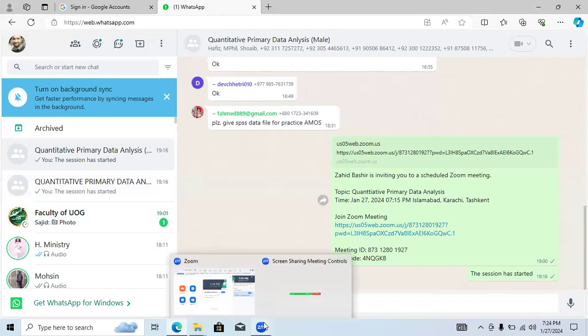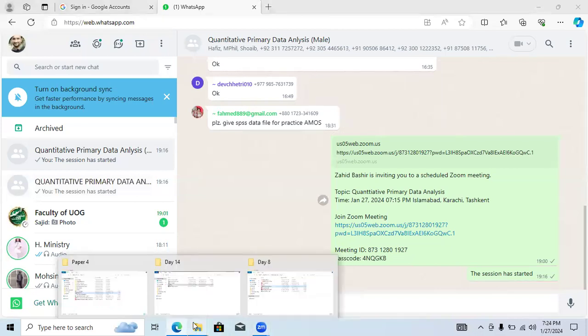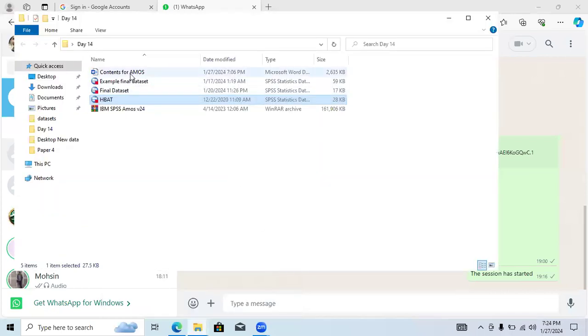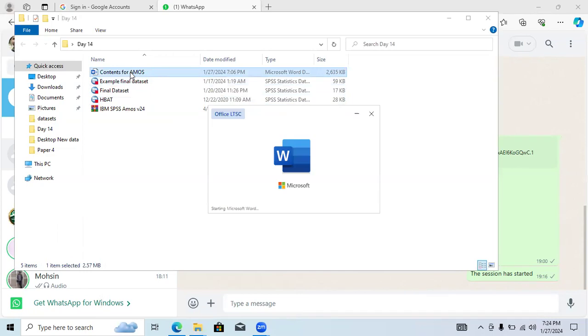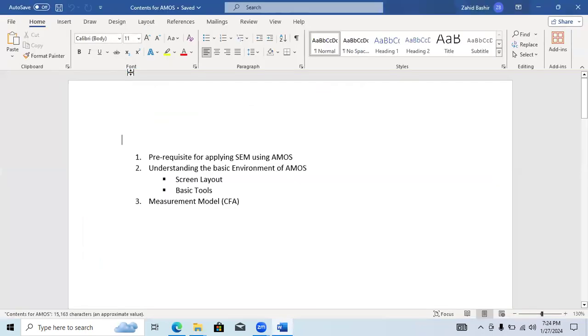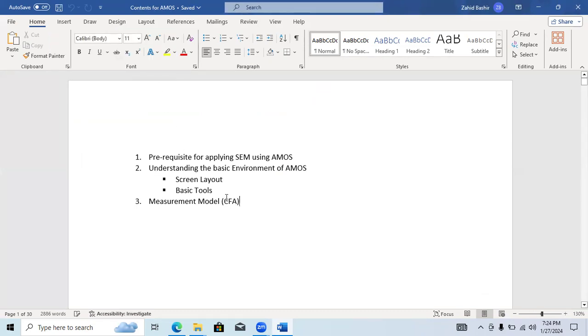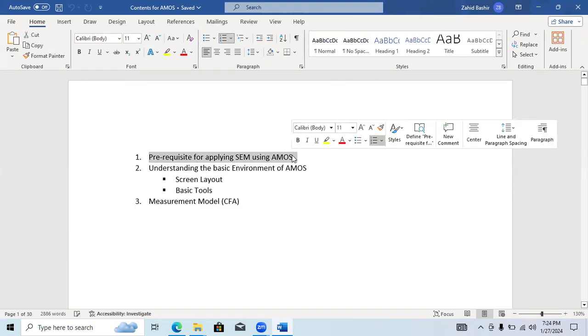So don't worry. First of all, I need to explain the basics that are required to understand AMOS, because in understanding AMOS, you need some basic knowledge about covariance analysis, which is what you need to apply here. So today I will discuss these three things in today's session. What are the prerequisites for applying SEM using AMOS?